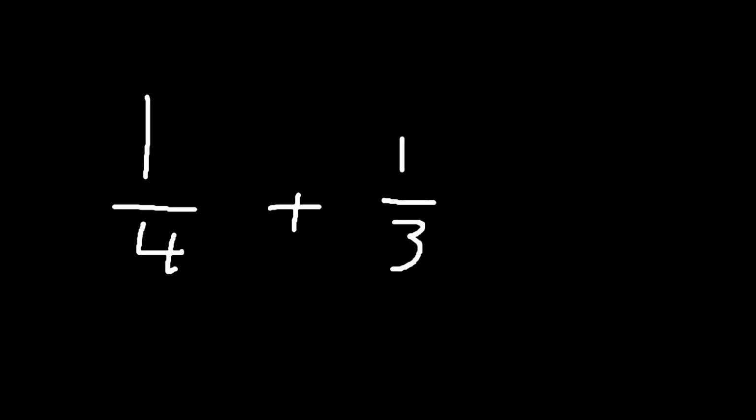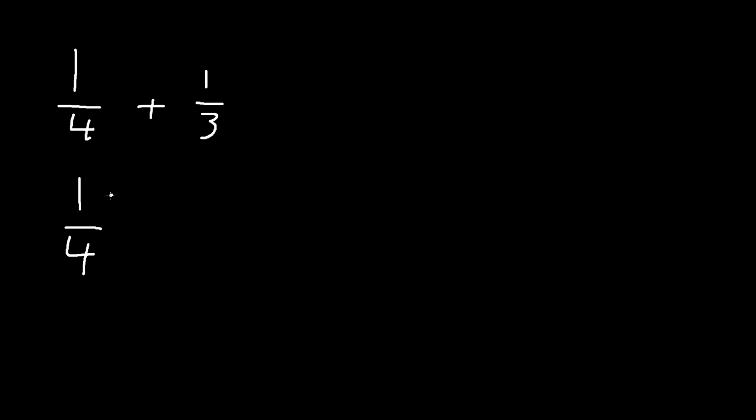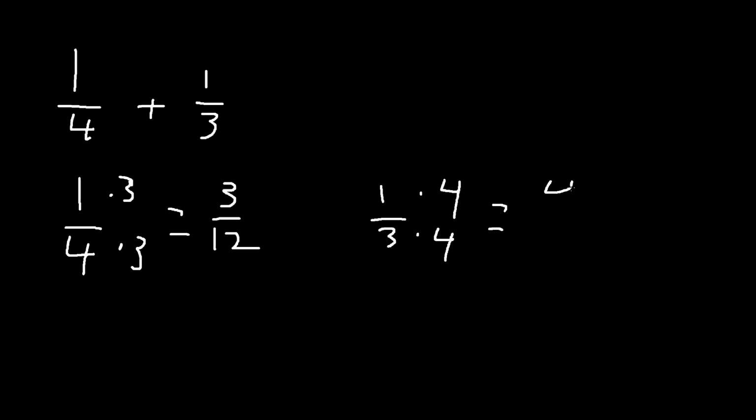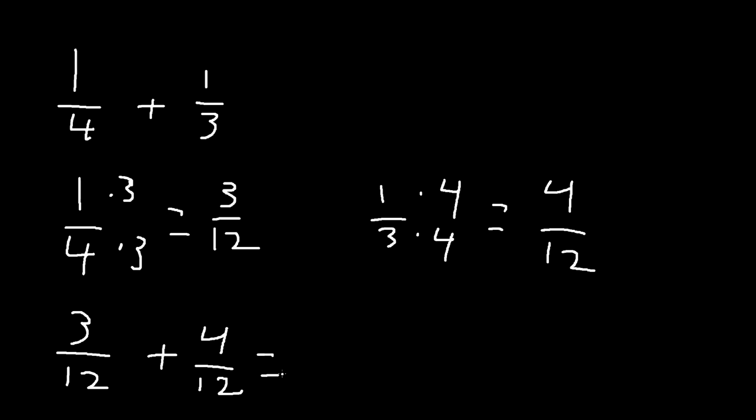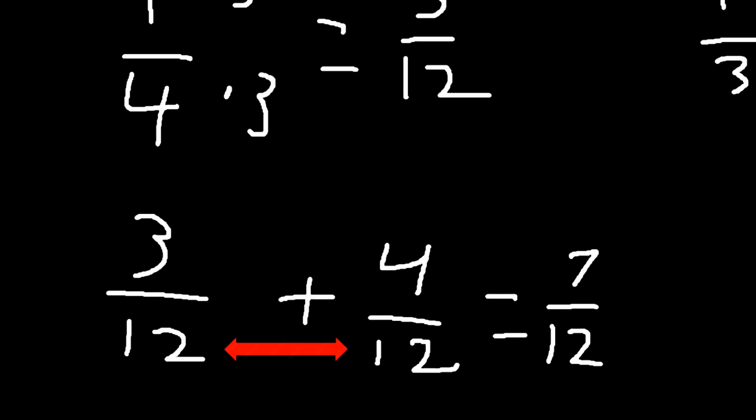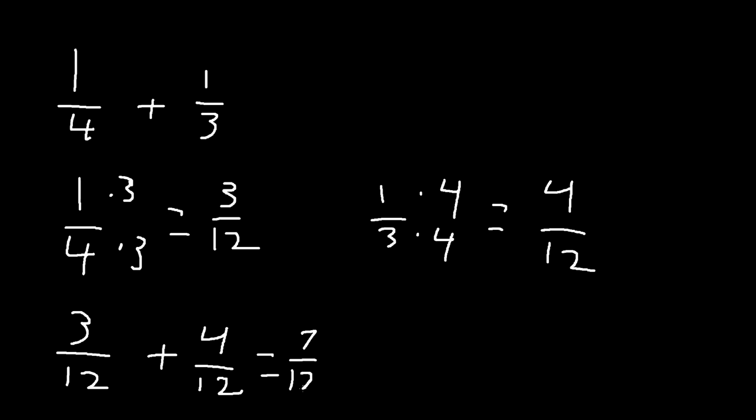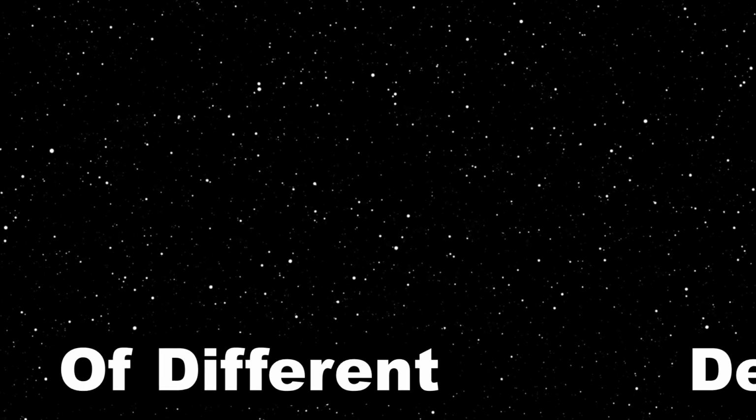Now on to the more complicated things, which is when the denominators are different. The most efficient way to calculate this is by multiplying one side by the other side's denominator. So what you do is take 1/4 and extend that by 3, which becomes 3/12. Then you take 1/3 and multiply that by 4, which becomes 4/12. And now all you need to do is add the numerators together, because the denominators are the same now, which then becomes 7/12.